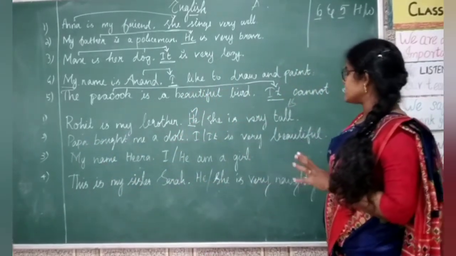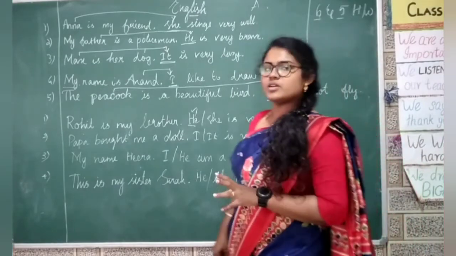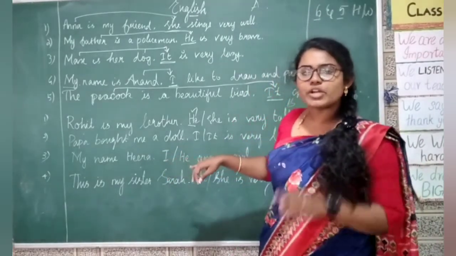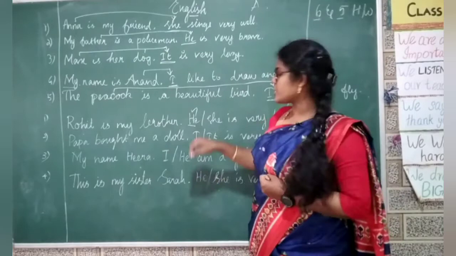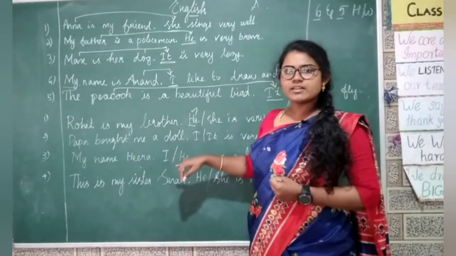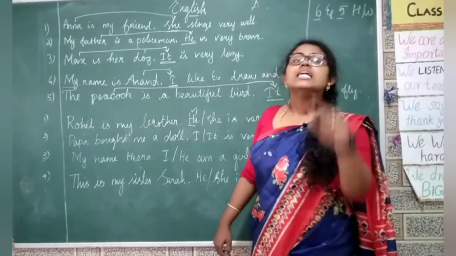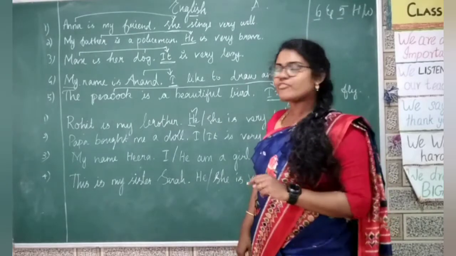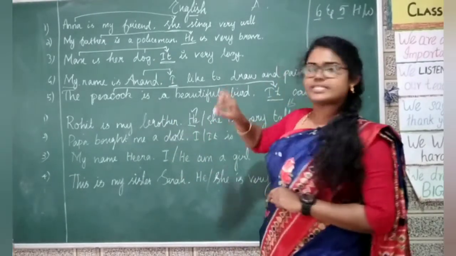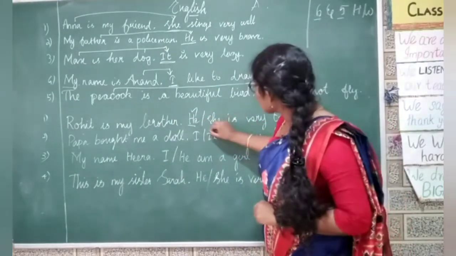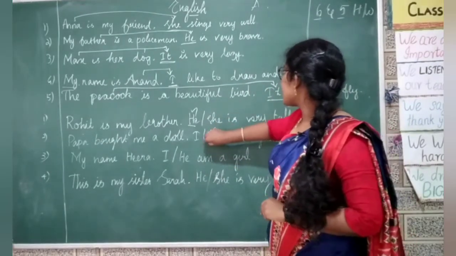Next, Papa brought me a doll. I or it is very beautiful. So here the speaker is talking about a doll. So this denotes doll, in the sense, the name of a thing. Doll, in the sense, name of a thing. So I or it. It. Thing, in the sense, we have to mention "it".